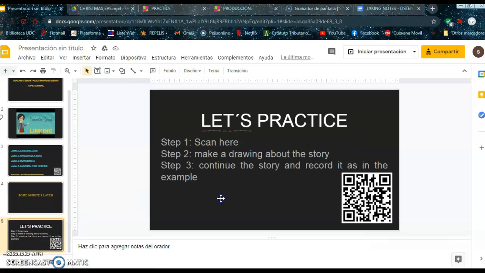Let's practice. Step 1. Scan here. Step 2. Make a drawing about the story.